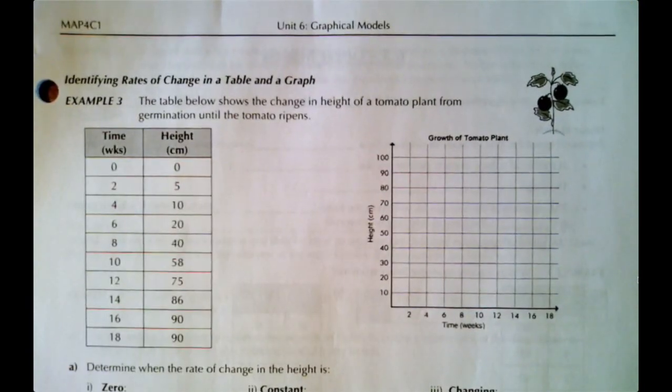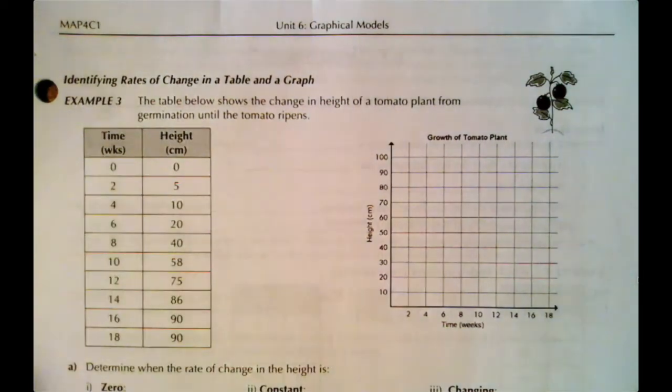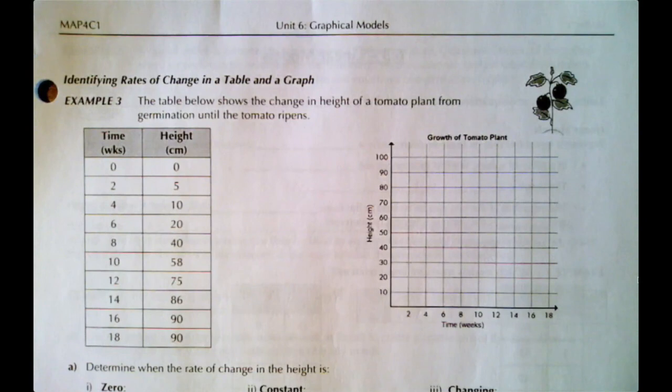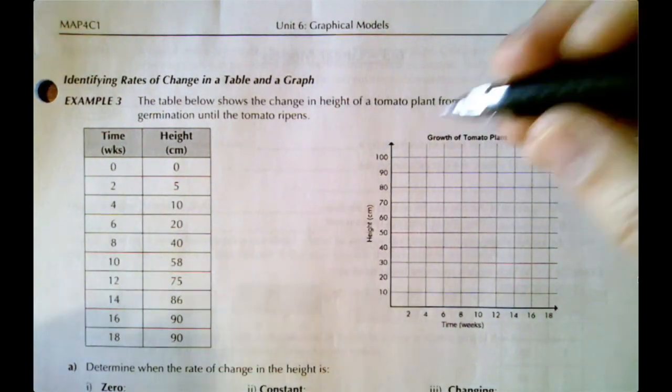Let's look at a tomato plant. Identifying rates of change in a table and a graph. The table below shows the change in height of a tomato plant from germination until the tomato ripens. So we've got our table. Let's graph our points and see what we've got on a graph.